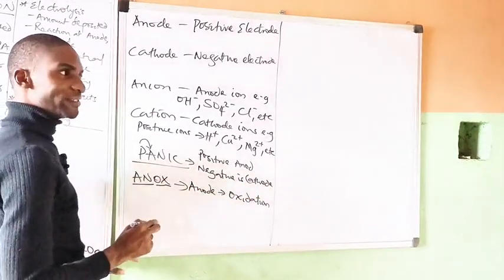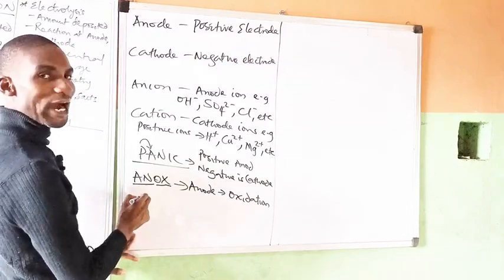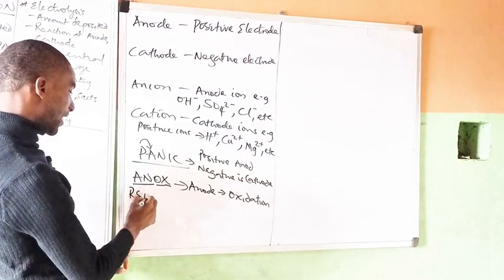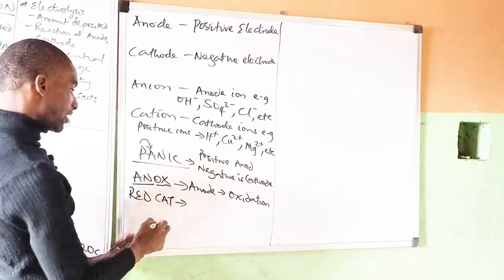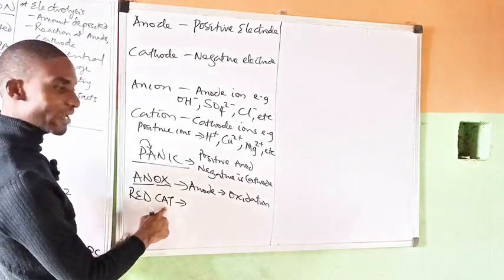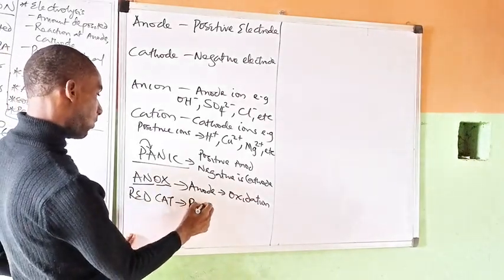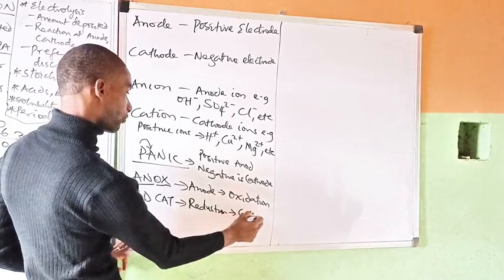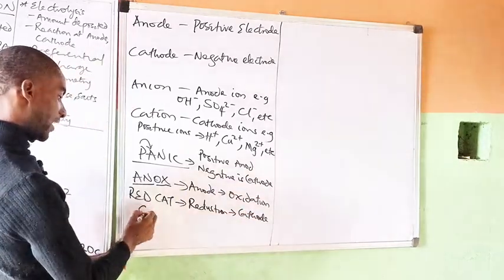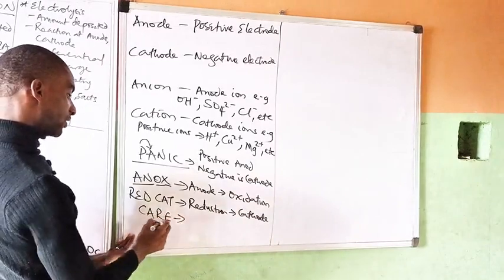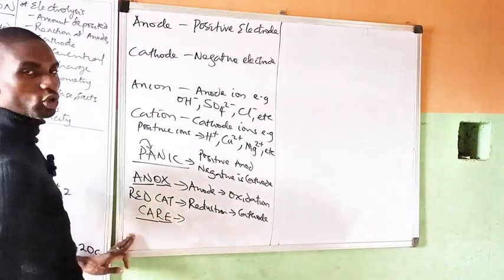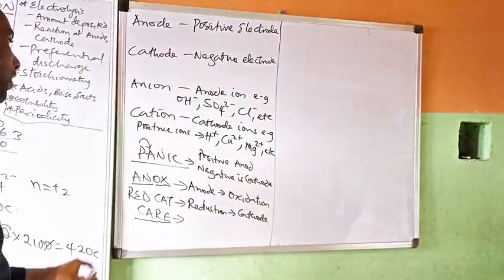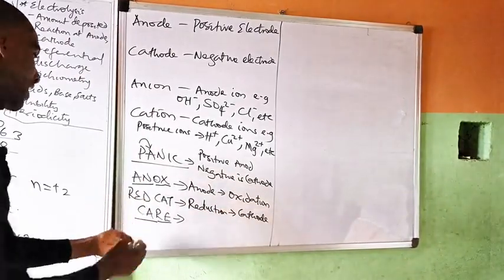The next acronym is CARE. C-A-R-E, CARE. Or you can say RED CAT. What is the meaning of RED CAT? RED CAT means reduction occurs at the cathode. Or if CARE, CARE means at the cathode reduction occurs. So that is that: ANOX, CARE, RED CAT.